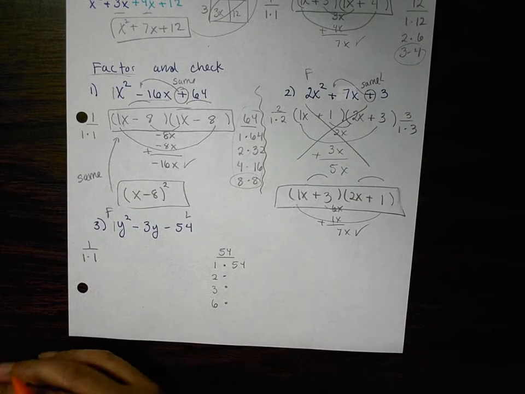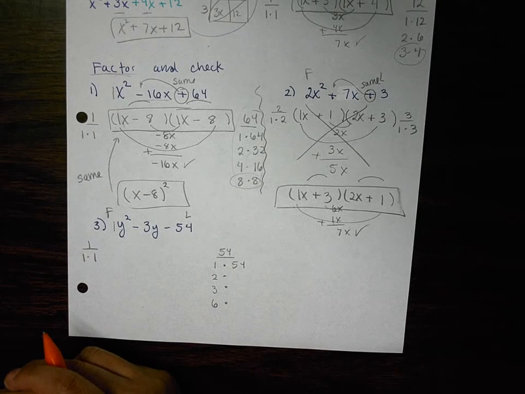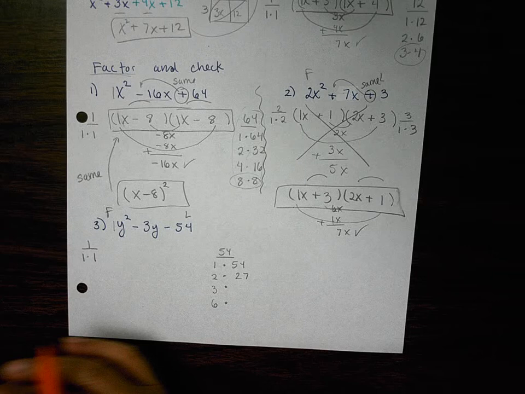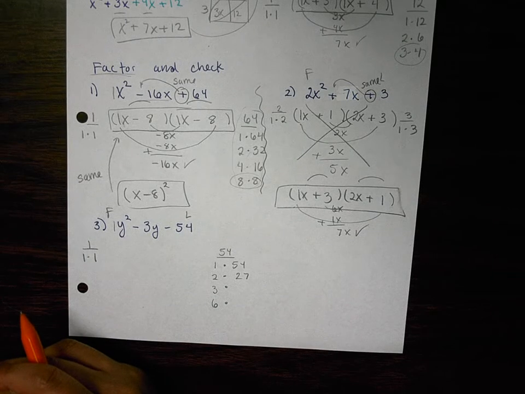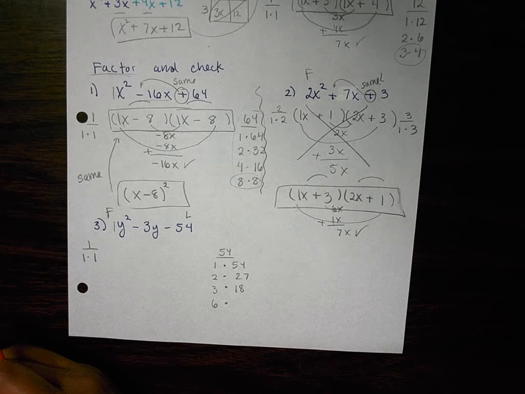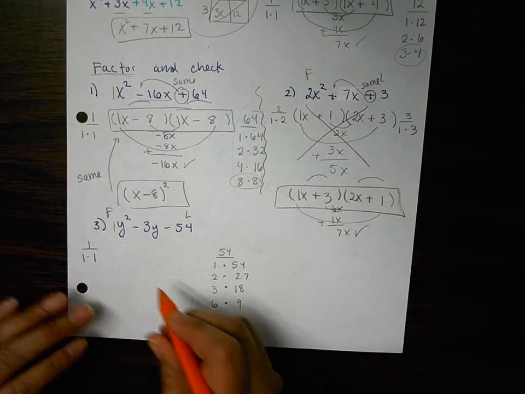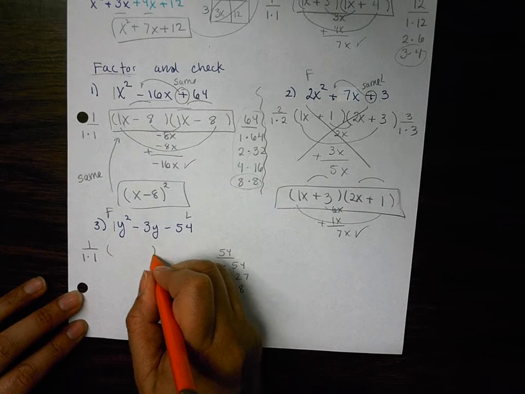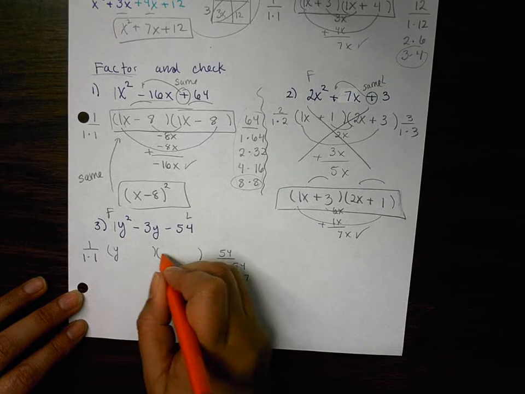Anybody give it to me for 1? That one's easy. 1 and 54. Anybody have it for 2? 27. Good job. 3. 3 and 18. And then 6 and 9. Okay.